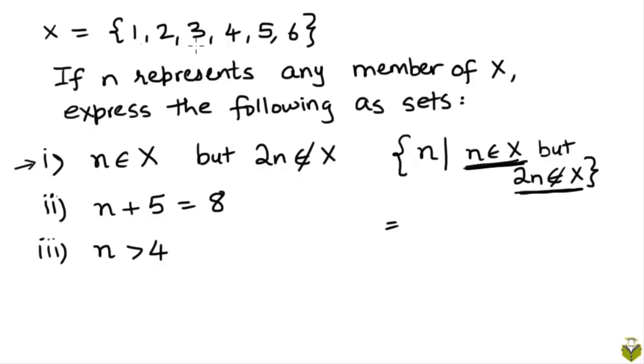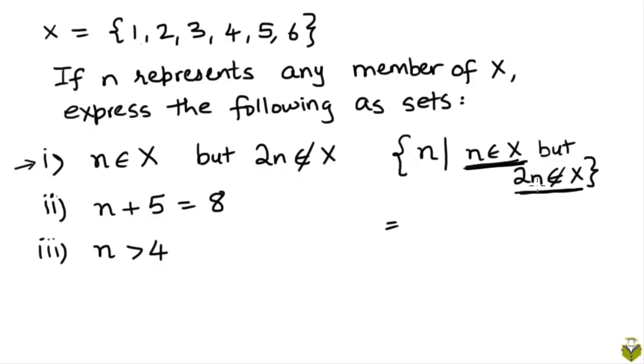Let's look at the third candidate, 3, from the set X. Does twice of 3, which is the number 6, belong to X? Yes, 6 belongs to X. So this property is not satisfied by 3 because this property says 6 does not belong to X. But we know that 6 does belong to X, so this property is not satisfied by the number 3. So we ignore 3 and move on.